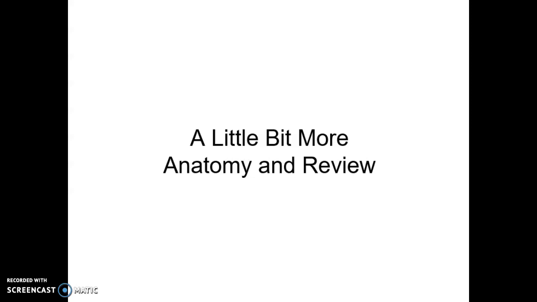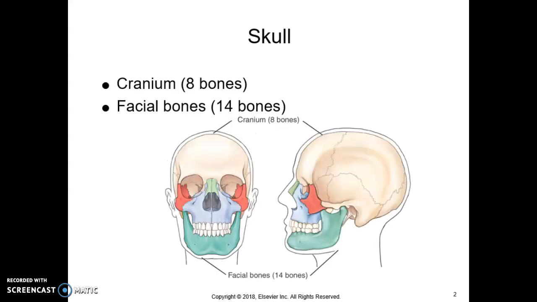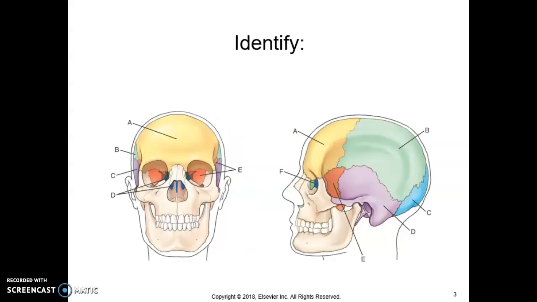I was looking through my notes and realized that there were some slides that I forgot to add to our other lecture. So, just a quick recap, right? Talking about the skull. Cranium has 8 bones, facial 14. Here's another thing you could use to sort of label it yourself.